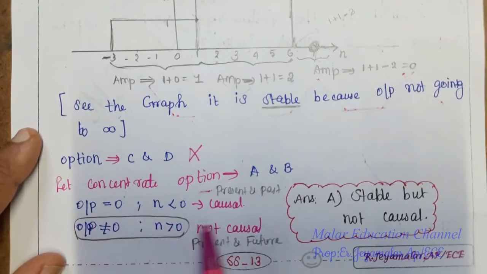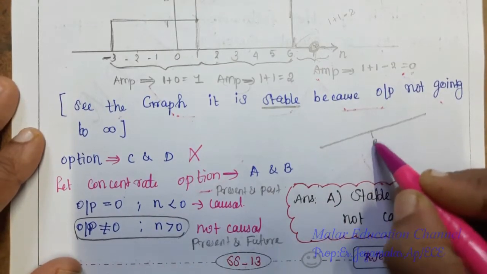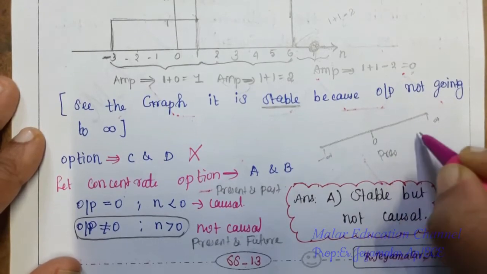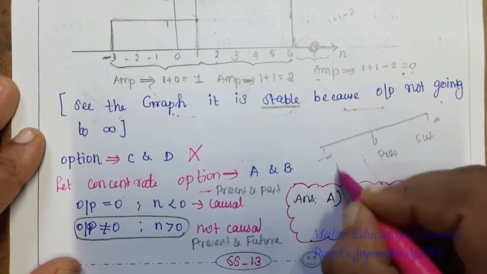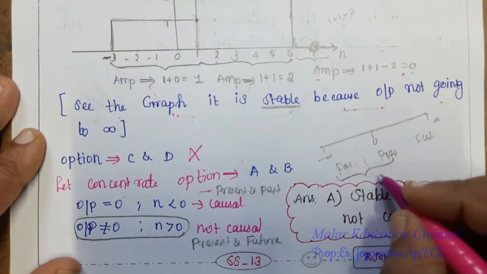We know for a causal system, the output equals 0 when n is less than 0, isn't it? See the diagram. That is for 0. This is for infinity, this is for minus infinity. This is for the present, this is for the future, this is for the past. For a causal system, it covers the past and present.